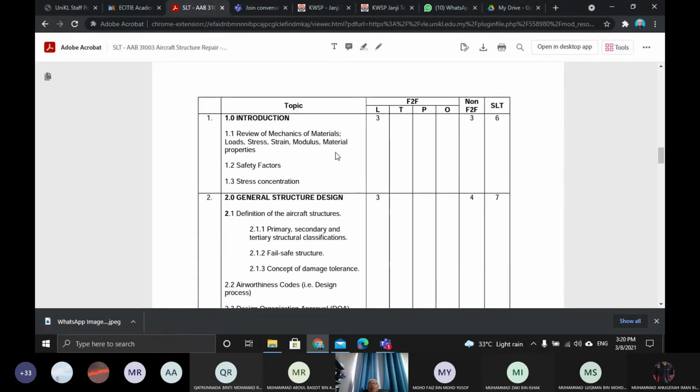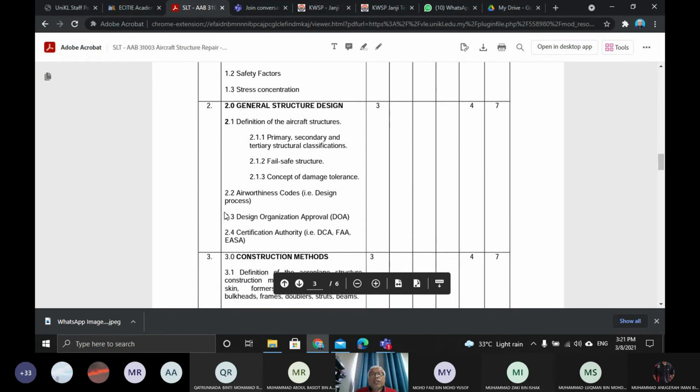Chapter 2 is general structure design, where we learn the design concept of the aircraft structure. We learn about the primary structure, secondary structure, tertiary structure, and we learn about the design concepts: fail safe, safe life, and damage tolerance of the aircraft structure. Then we learn about design requirements, how we certify the aircraft according to the airworthiness requirements, and I will also give you some highlights and show you some examples of the requirements to certify the aircraft.